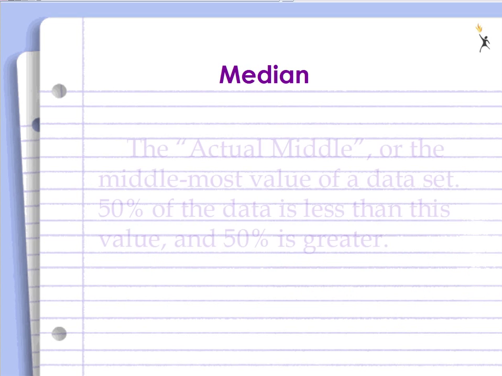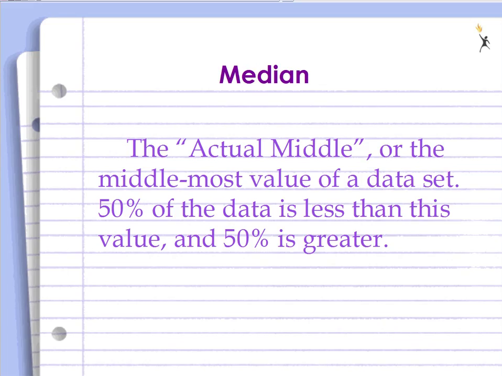The median, of course, is where you line up all of the numbers and find the very middle one. Median, we're going to call that the actual middle because 50% of our data is greater than the median and 50% of our data is less. So median is the actual physical middle.